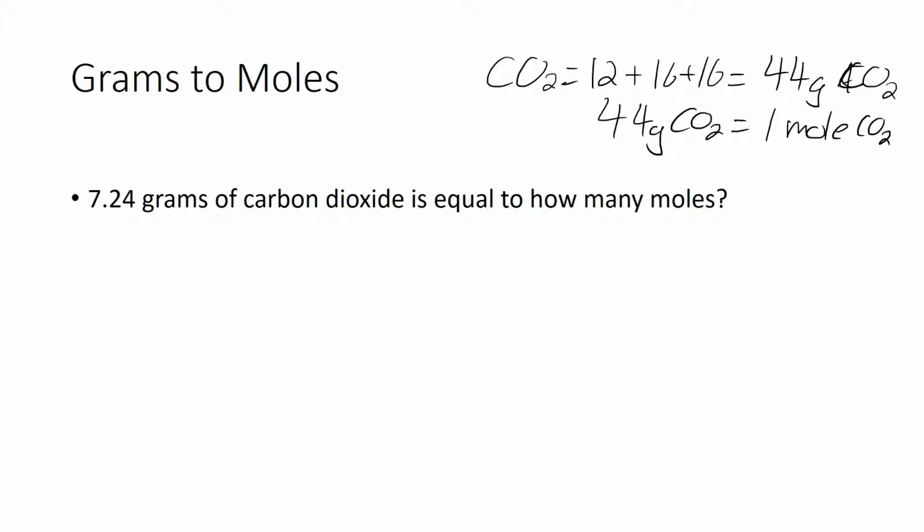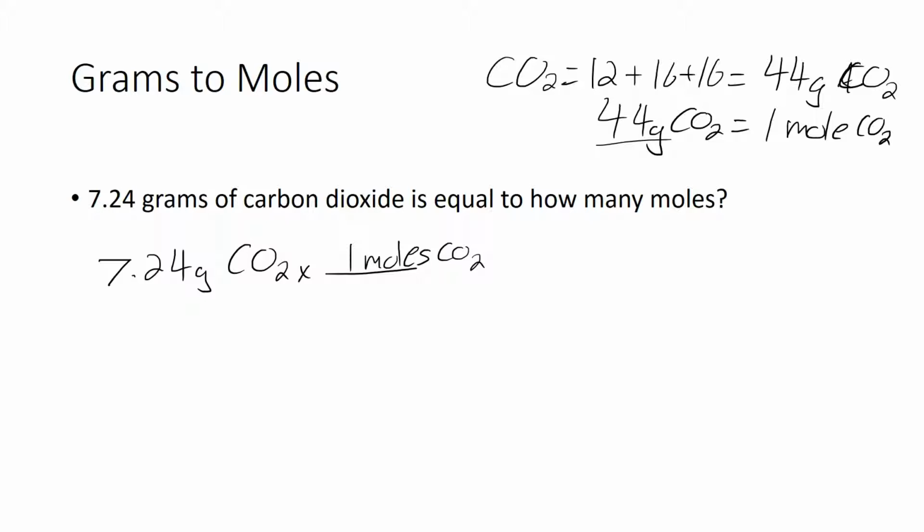And that's also equal to Avogadro's number. So when you measure out that much CO2, that's 6.022 times 10 to the 23rd molecules of CO2. It's just in this case, again, we don't need that conversion. So we got our 7.24 grams of carbon dioxide. And in this case, we need to go to moles. So I'm going to put moles on top.